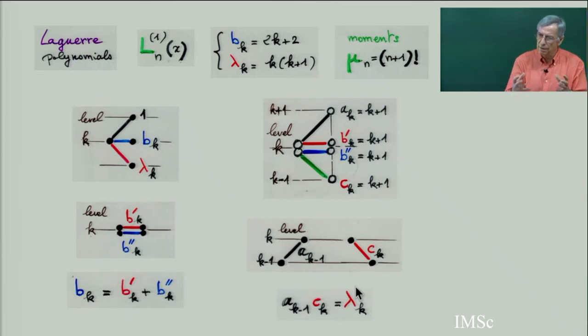So splitting this valuation bk lambda k in terms of four valuations b prime, b double prime, a and c, I will do this for each Scheffer polynomial. Because for each Scheffer polynomial, I will start from this bk lambda k, and then I will have to put a certain splitting so that the weight, the moment, is going to appear from this splitting. So there is a certain choice to split this in different ways.